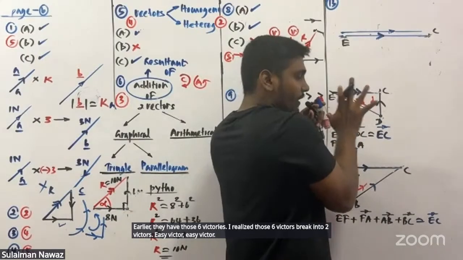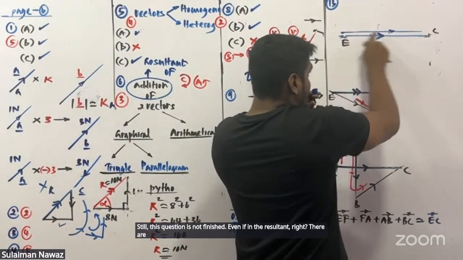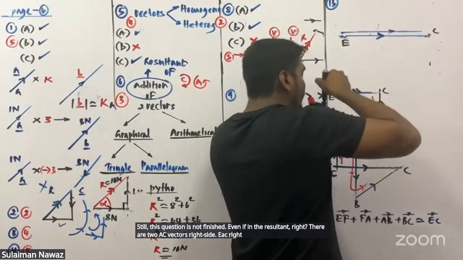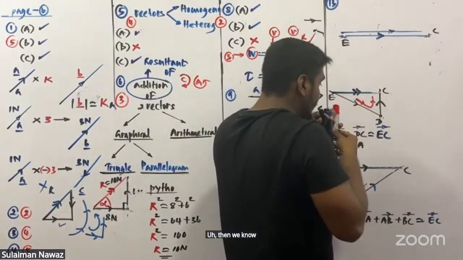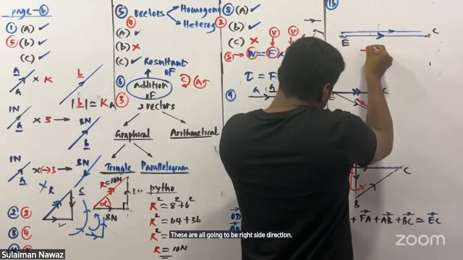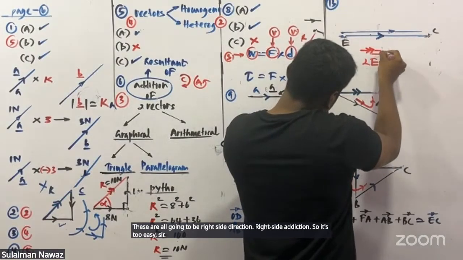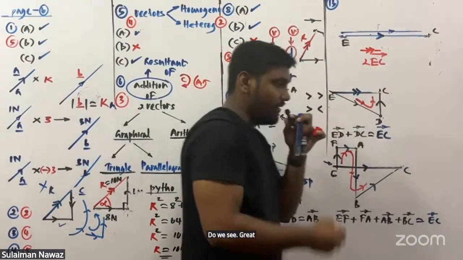Still this question is not finished. We want to find the resultant. There are 2 EC vectors on the right side. EC on the right side, then we know the resultant is going to be in the right side direction. So it's 2 EC, sir. 2 EC. Great question, right?